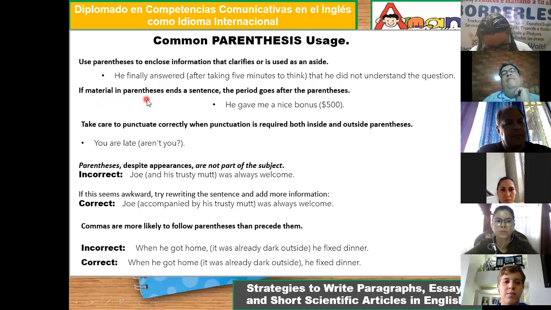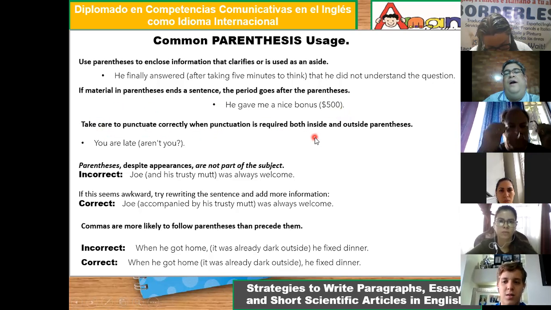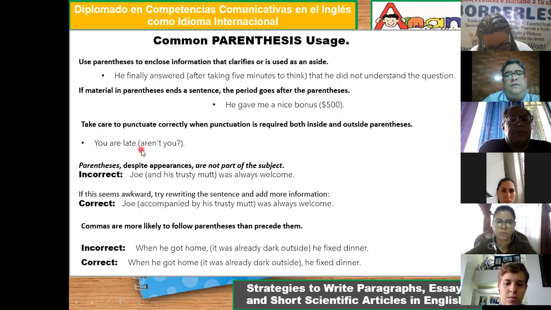If material in parentheses ends a sentence, the period goes after the parentheses. He gave me a nice bonus ($500). You understand? Yes. Okay. Take care to punctuate correctly when punctuation is required, both inside and outside parentheses. You are late, aren't you? Listo. O sea, tiene que ir dentro de los paréntesis, dentro de las quotation marks.